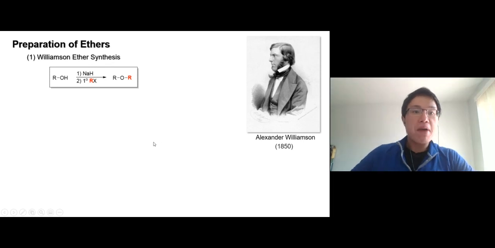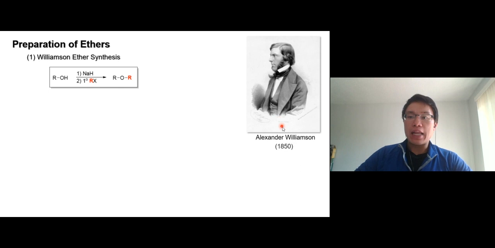All right. The first method to make an ether was found by Alexander Williamson, a British chemist. He demonstrated this reaction in 1850, so it's way back then. Let's see what Williamson did. So start with an alcohol, adding sodium hydroxide, and then add an alkyl halide.